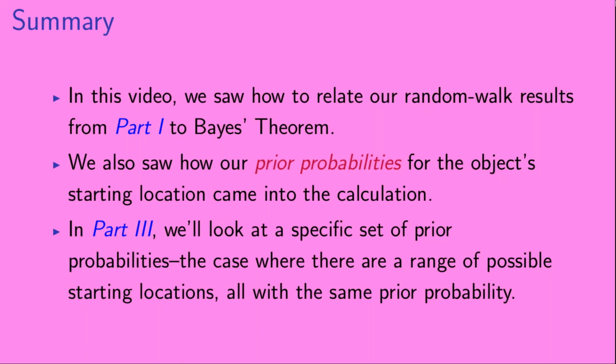Okay, so let's summarize. In this video, we saw how to relate our random walk results from part 1 to Bayes' theorem. We also saw how our prior probabilities for the object's starting location came into the calculation. In part 3, we'll look at a specific set of prior probabilities, the case where there are a range of possible starting locations, all with the same prior probability.